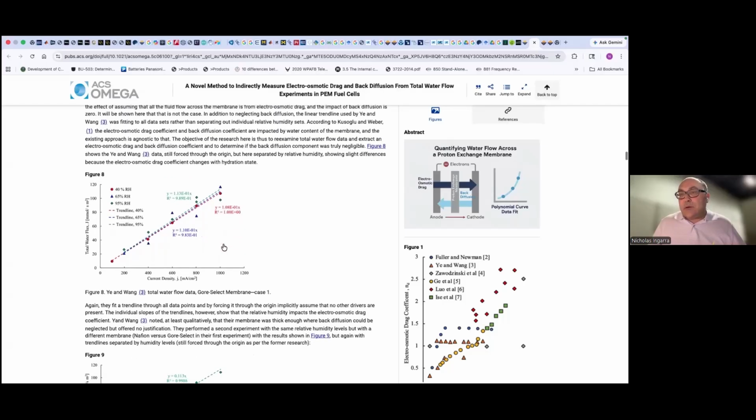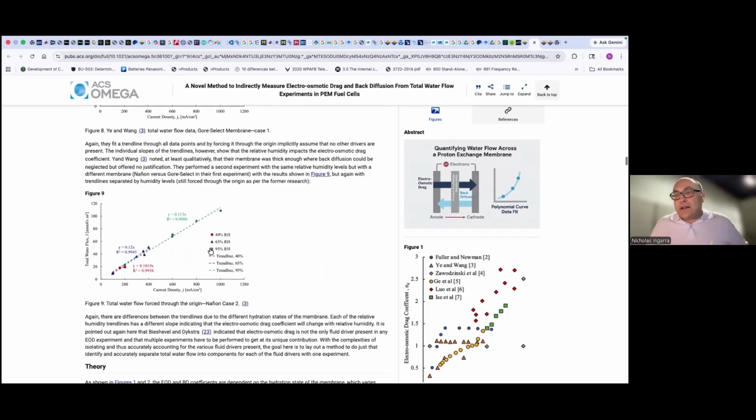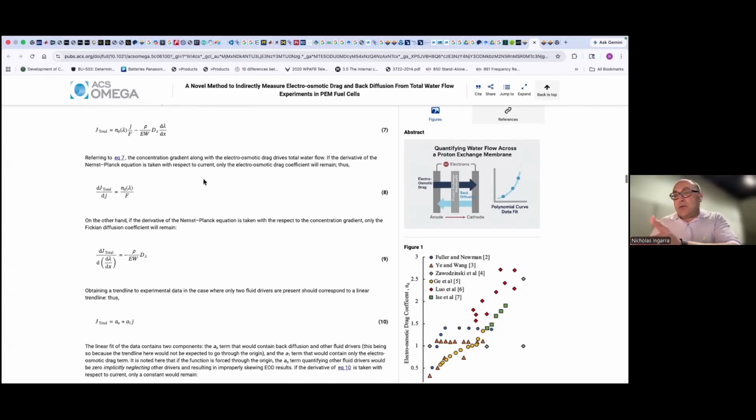I'll jump to the point. One of the experimenters said, hey, these are what the electroosmotic drag coefficients are. They basically said all the water flow is from one fluid driver, the electroosmotic drag. No back diffusion, none of that. So I went back and analyzed their data. Keep in mind, when I have water flow across the membrane, I can have temperature difference, moving water, concentration, voltage, and pressure all contributing, not just two effects. So I worked on a way to separate it out.